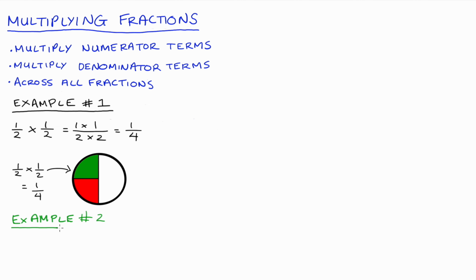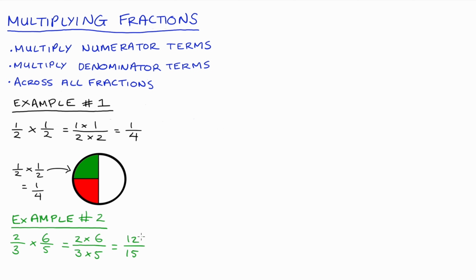All right, let's consider a second example. Let's consider 2 over 3 times 6 over 5. Again, I'm just going to multiply those numerator terms together. So 2 times 6 on the top. The denominator will be 3 times 5, and that's equal to, well, 2 times 6 is 12, over 3 times 5 is 15. Now we can simplify this fraction if we want.